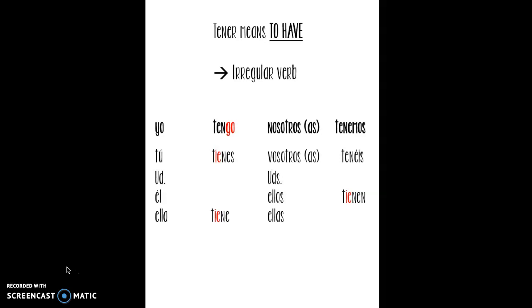Now, if we look at nosotros and vosotros, we have to remember that those don't get any stem changes or any go on the end. So these two verbs are conjugated just like any other ER verb.